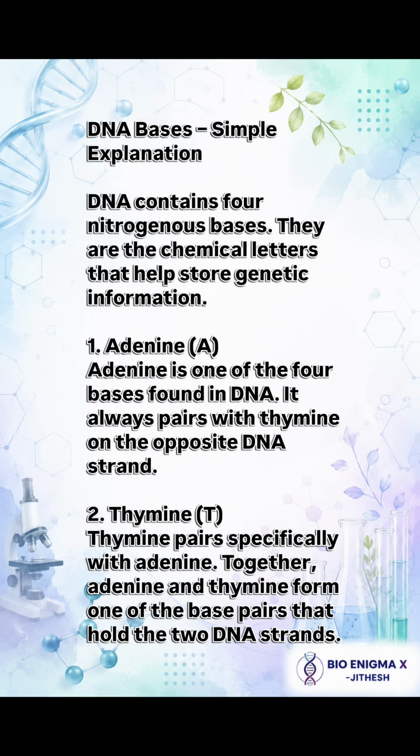DNA bases, simple explanation. DNA contains 4 nitrogenous bases. They are the chemical letters that help store genetic information. 1. Adenine. Adenine is one of the 4 bases found in DNA. It always pairs with thymine on the opposite DNA strand.